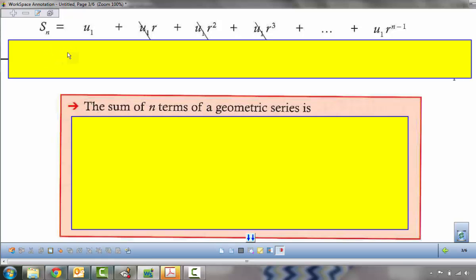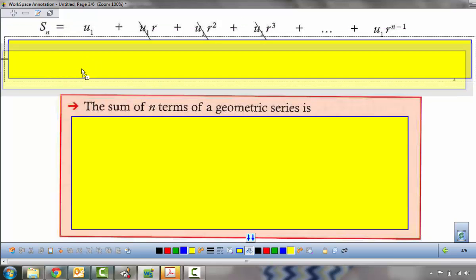Now, I'm going to write down another series, and this series is going to be this top series, but multiplied by the common ratio.